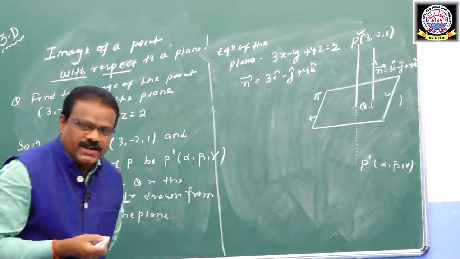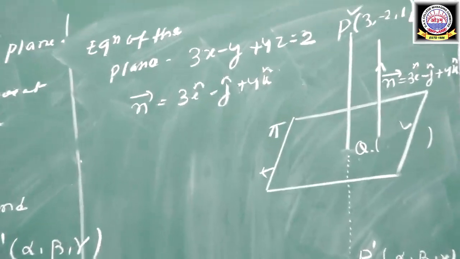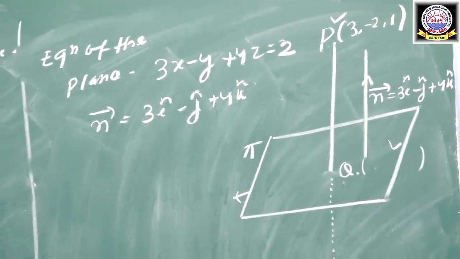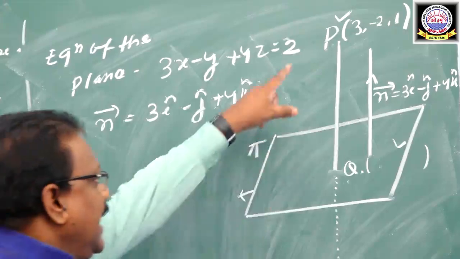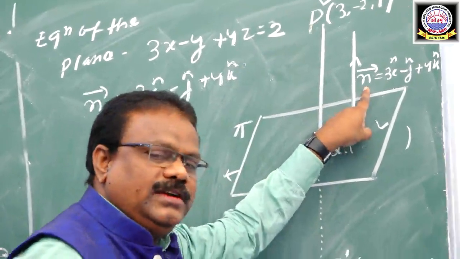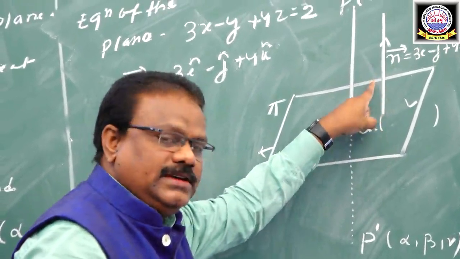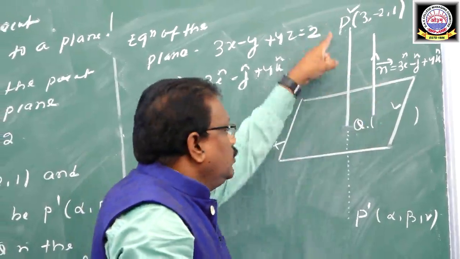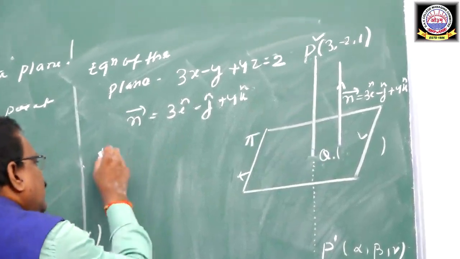So my dear students, here the equation of the line PQ is not given. We have to find it. So how will we get it? The line PQ is passing through a point and is parallel to the vector n. So the perpendicular vector of the plane becomes parallel to PQ.